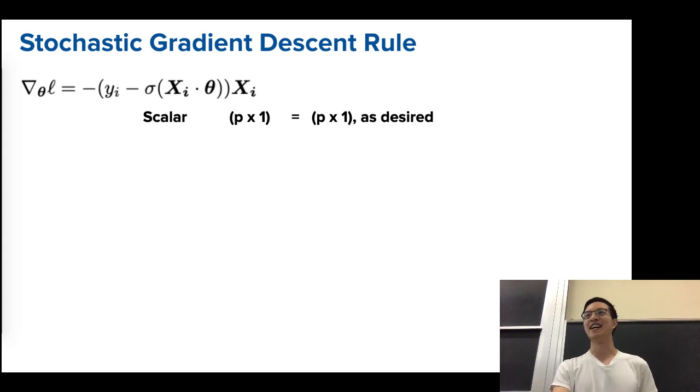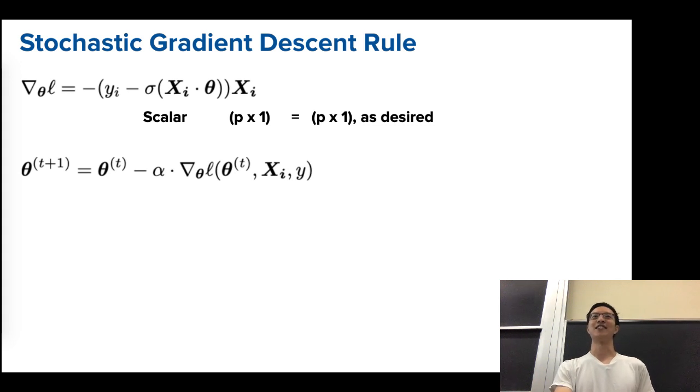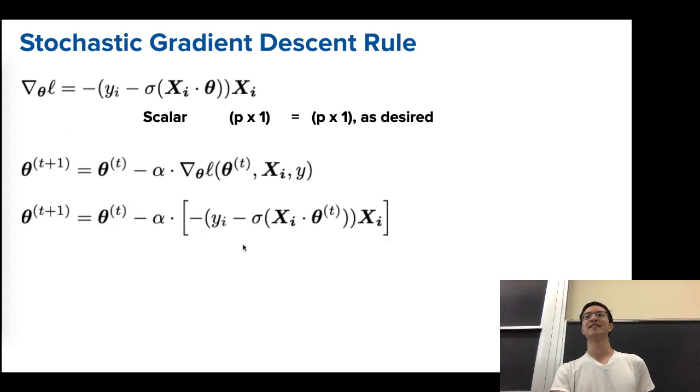Okay, so now we can plug it into our gradient descent update rule. So here's our gradient descent update rule. And what we do is we take this expression up top and plug it in. And there it is. And that's the gradient descent update expression for stochastic gradient descent for logistic regression.